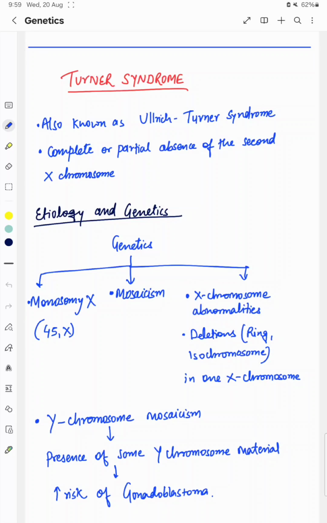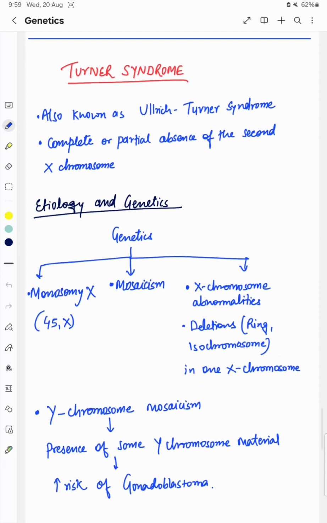A female with short stature is attending an infertility clinic with the complaint of infertility, unable to conceive. After a thorough clinical examination, the clinician advised a karyotype, and the karyotype reveals only one copy of the X chromosome. So this condition is known as Turner syndrome. Let's discuss Turner syndrome in depth.